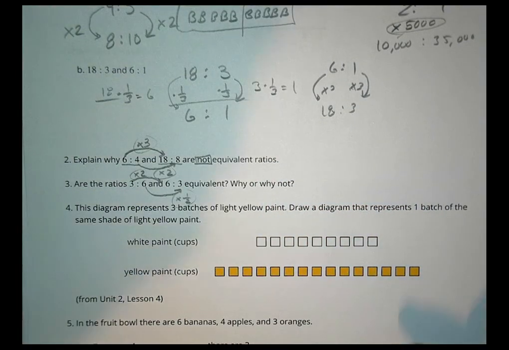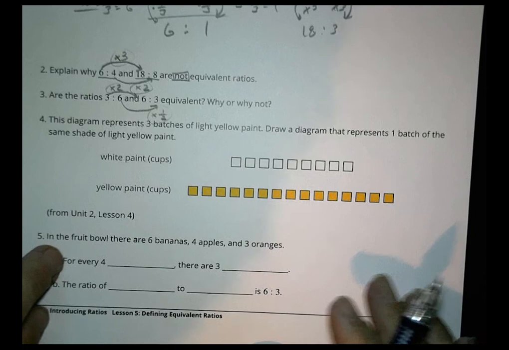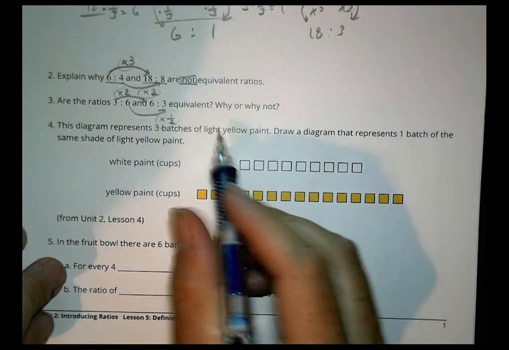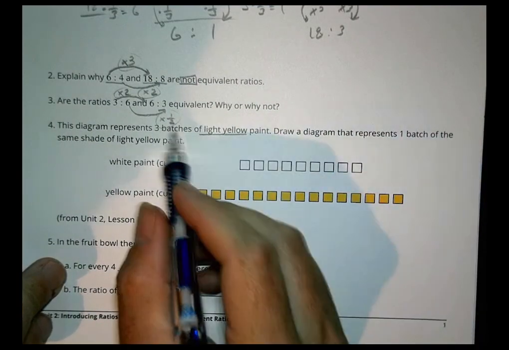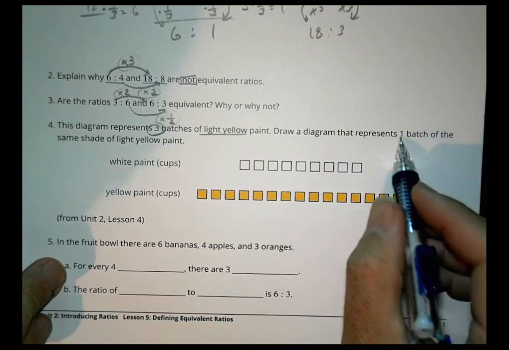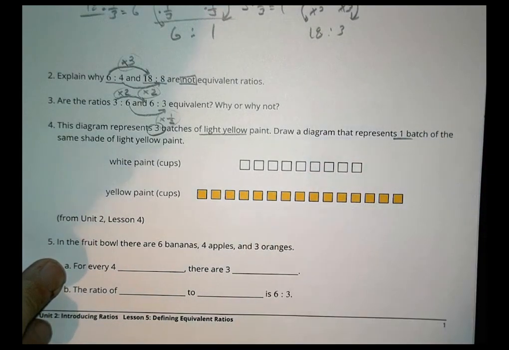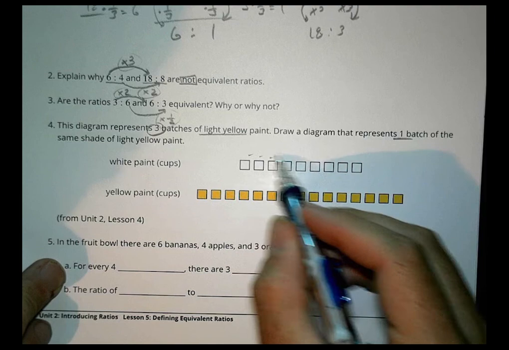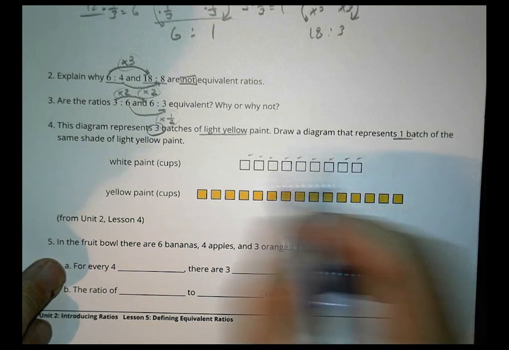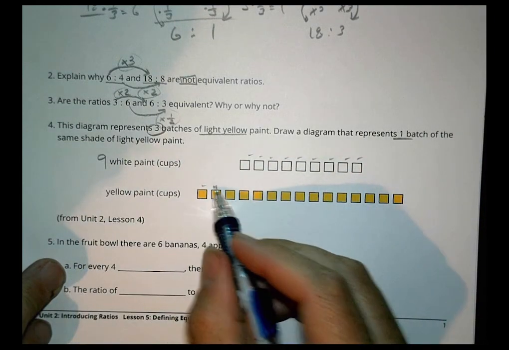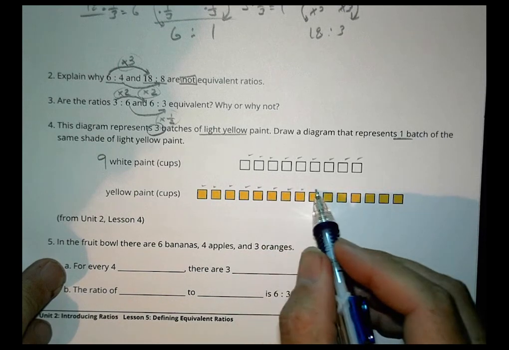Number 4. This diagram represents 3 batches of light yellow paint. 3 batches. Yay. Draw a diagram that represents 1 batch. All right, so let's take a look at what we have. It's 3 batches. 1, 2, 3, 4, 5, 6, 7, 8, 9 here. And 1, 2, 3, 4, 5, 6, 7, 8, 9, 10, 11, 12, 13, 14, 15 there.